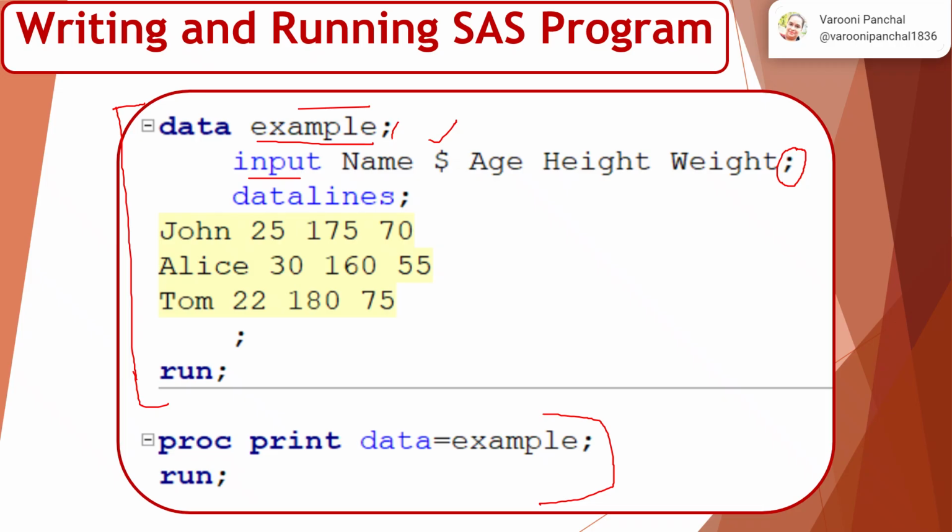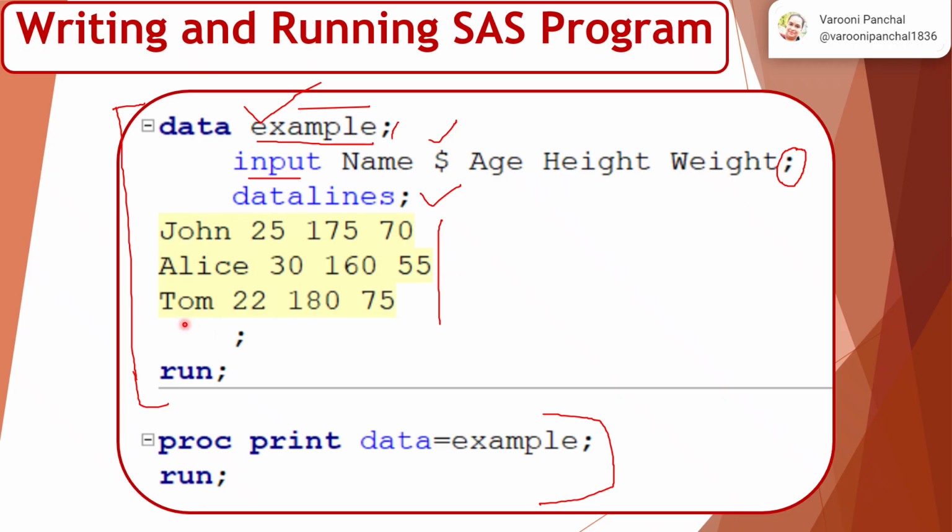Now datalines is that specific statement where you inform the SAS software that after datalines and a semicolon, I am going to enter all this data. All this data which I am entering, these are my data lines, and they will be reflected in the data set, which is my example, right? The first row it will read as John, then 25 is the age, 175 is the height and 70 is the weight. Similarly, Alice is the name, 30 is my age, 160 is the height and the weight is 55.